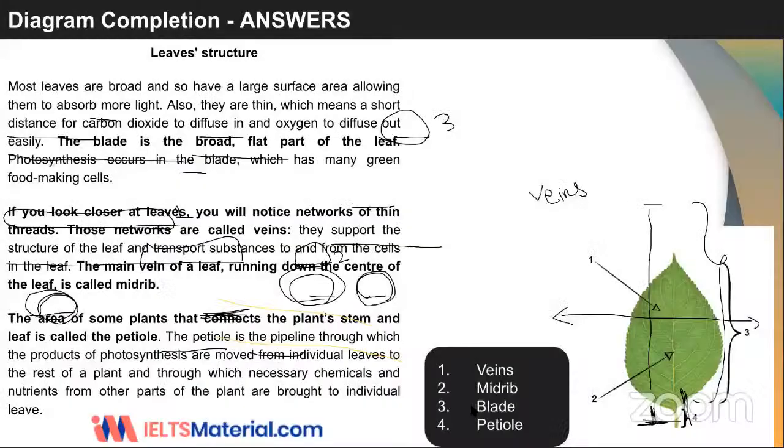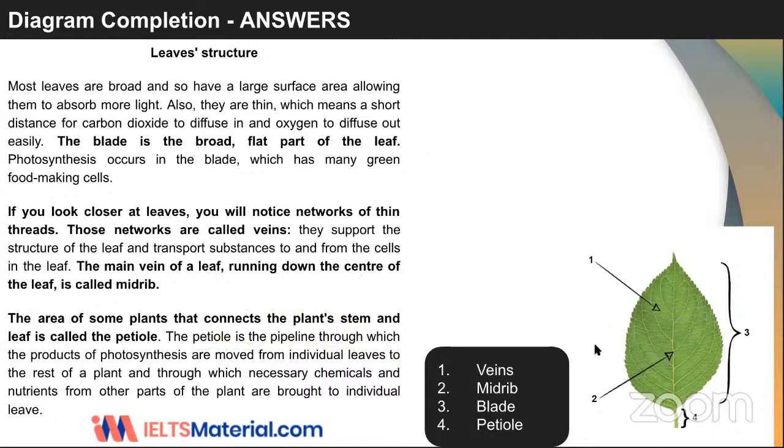Let's take you to the correct answers. You can see these are the correct answers. The first one is veins. The second one is midrib. The third one is blade. And the fourth one is petiole. Clear? Yes. So this is the way. Thank you so much, Hemi.